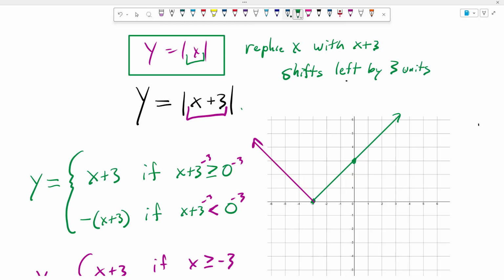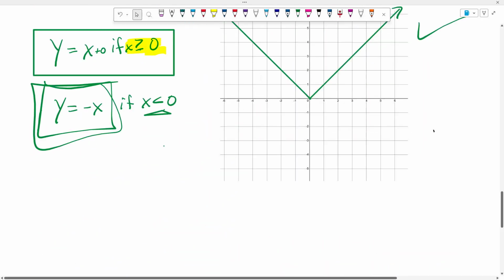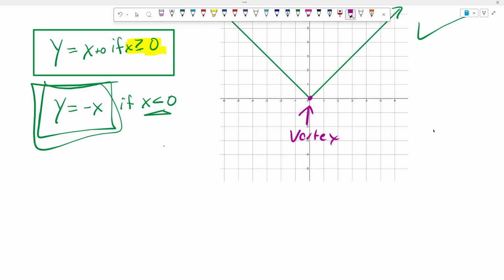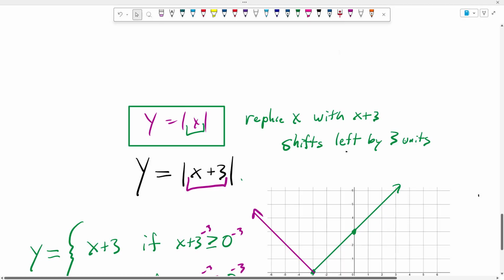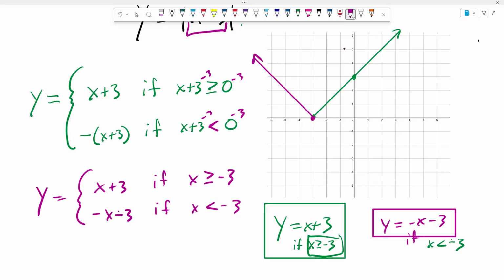Okay, we're going to do lots of transformations of functions. I'll come back to that. This little point right here is called the vertex. I don't know if we learned that last year. Okay. So here now the vertex is at -3, 0 instead of 0, 0. All right, let's try another one.